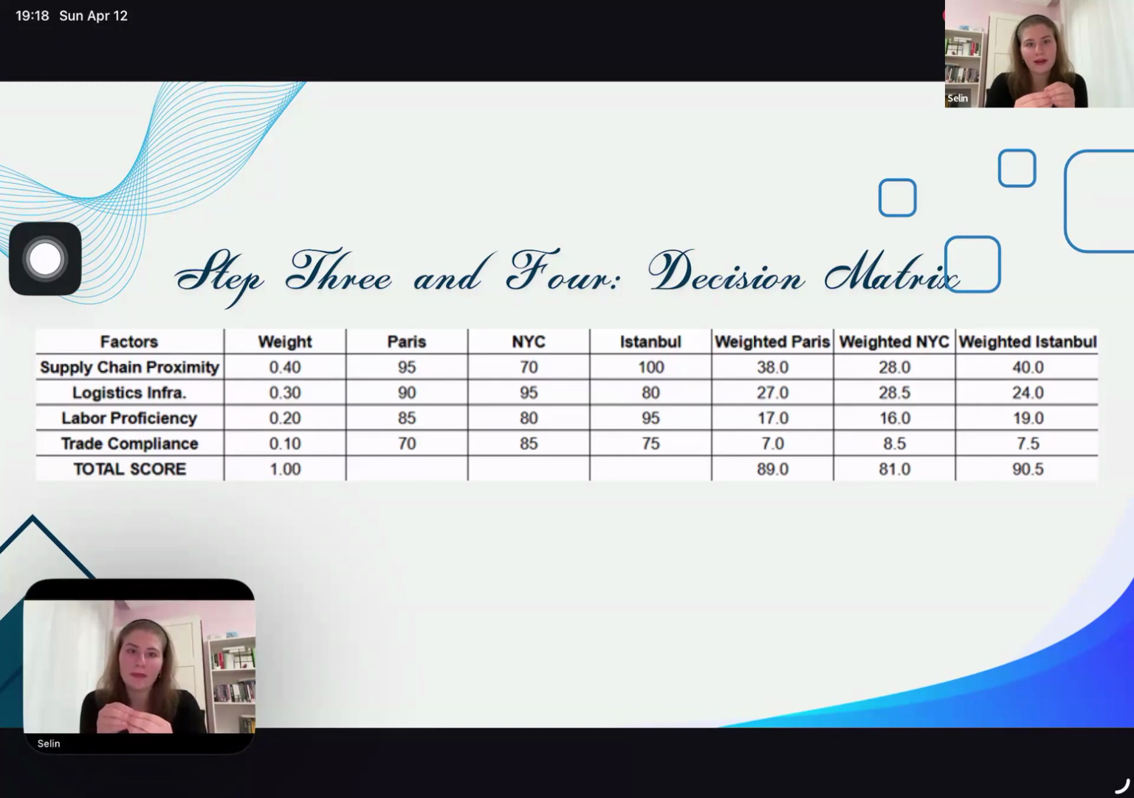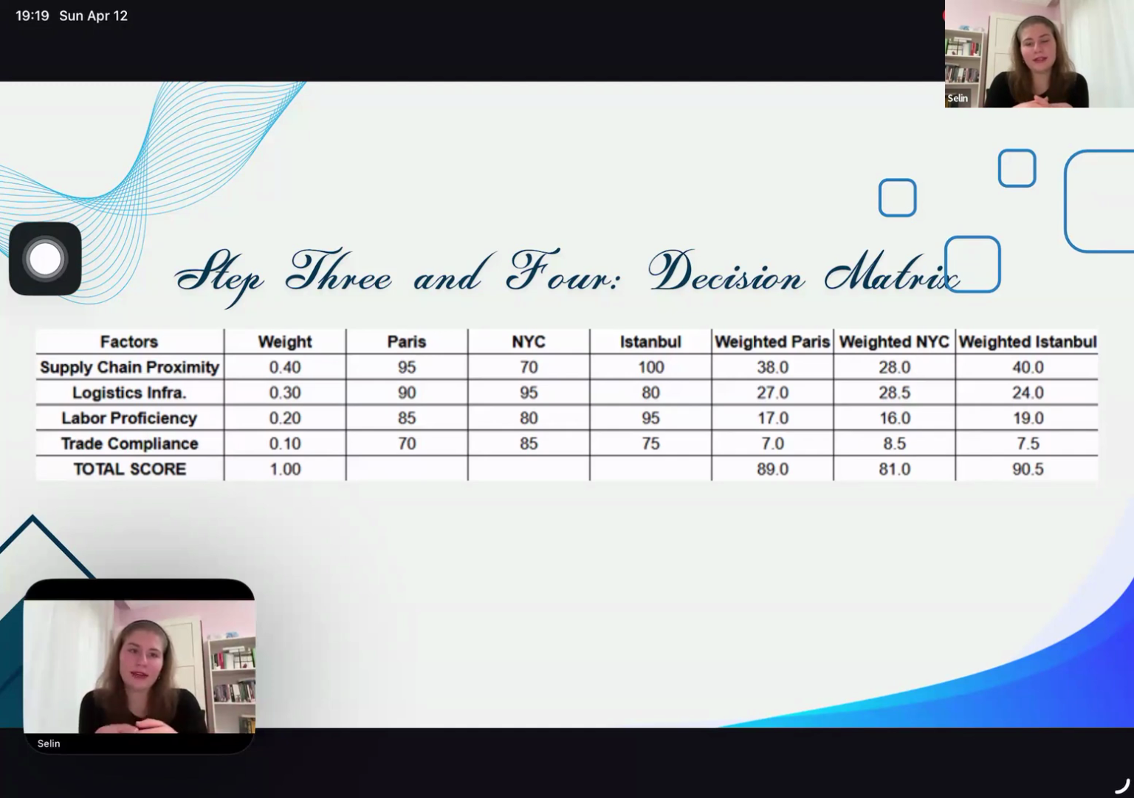For example, for Paris, the supply chain proximity is going to be 38, and logistic infrastructure for Istanbul is going to be 24, and trade compliance for New York City is going to be 8.5. So we are going to sum the scores to reach a total score. This is going to be how we are going to make our decision. We are going to choose the highest score.